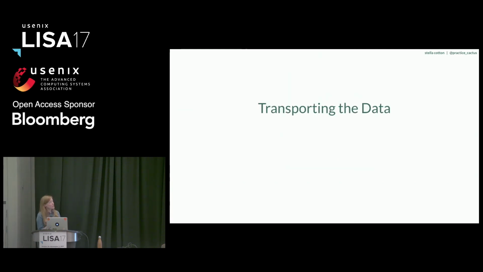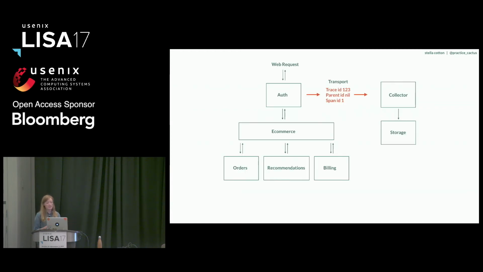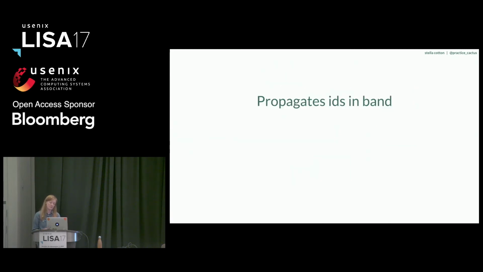Let's also talk about transporting the data now that we've made these annotations. Each process is going to send information via the transport layer to a separate application that's going to aggregate the data. So how does this not add latency to your system? First of all, it only propagates those IDs in band in the headers of the request. And then it reports all of your data out of band to a collector so that that is what actually processes and stores the data.